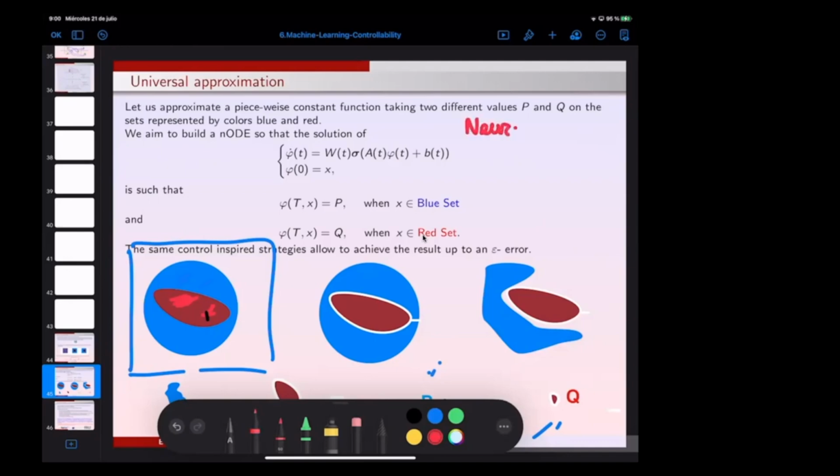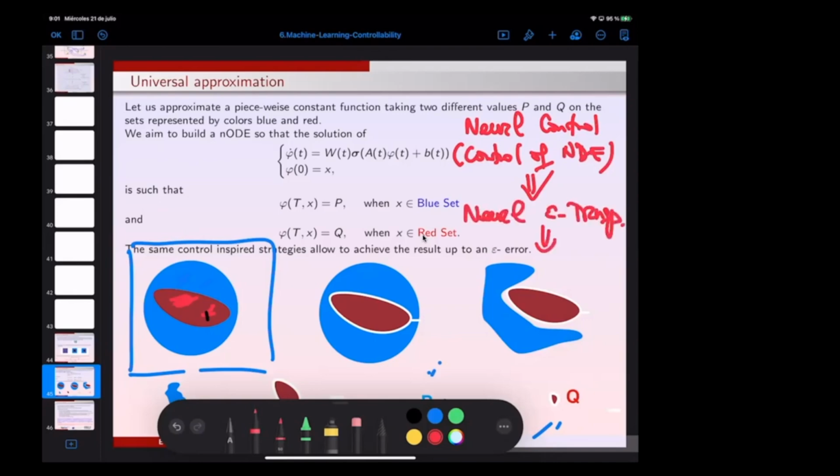Neural control, which is the same as the control of the neural differential equation, implies neural epsilon transport, right? Epsilon, because there is always a small error due to this interface that I have drawn here. And this implies the universal approximation, right?